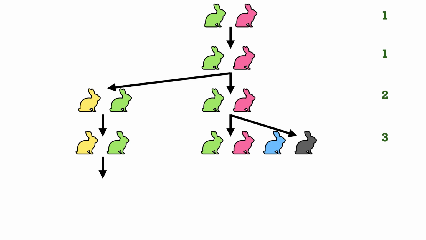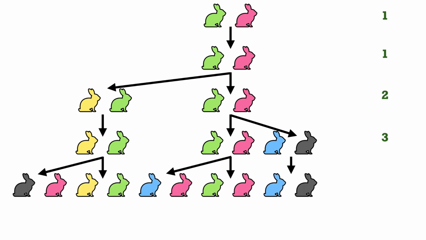Now, at the end of the fourth month, the original female has produced yet another new pair. The female born 2 months ago produces her first pair also, making five pairs. So at the end of the fourth month, there are five pairs.